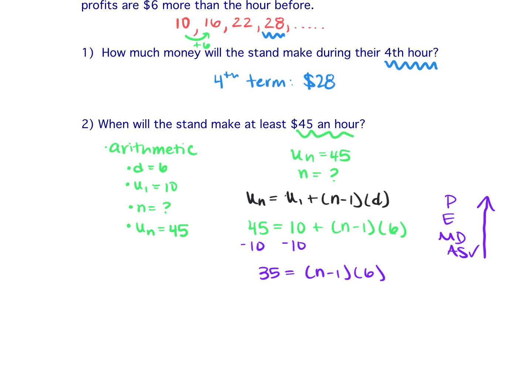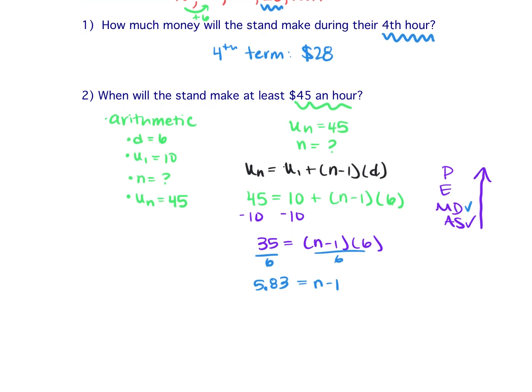Then I'm going to do division. So I'm going to divide both sides by 6. And I'm going to get a decimal value here because 35 isn't divisible by 6. So I'm going to use my calculator to help me. Okay, and I get 5.83 is equal to n minus 1.